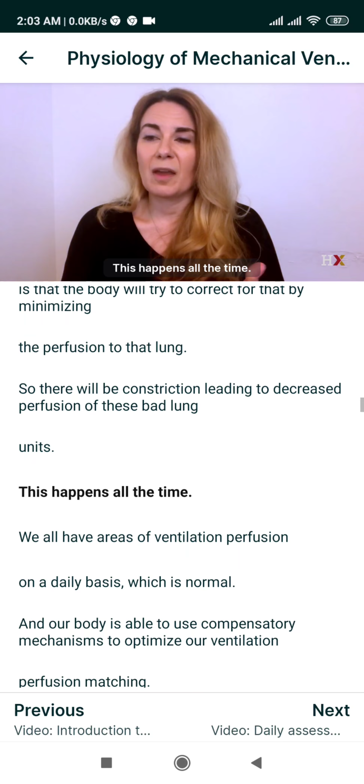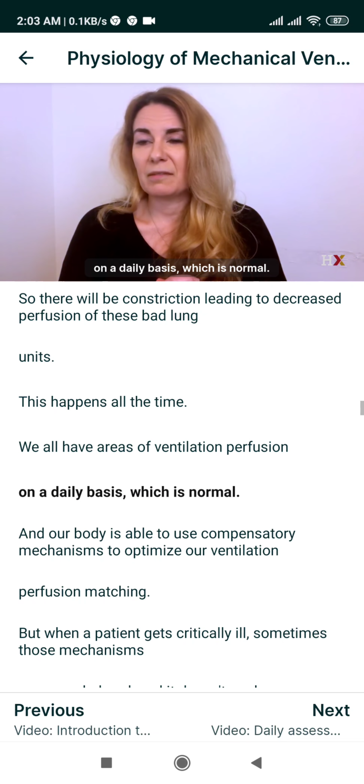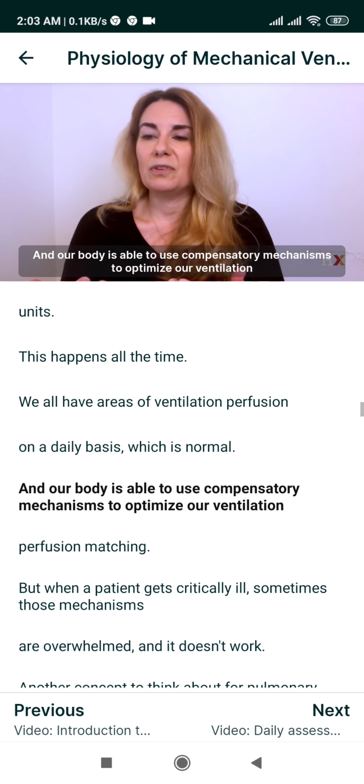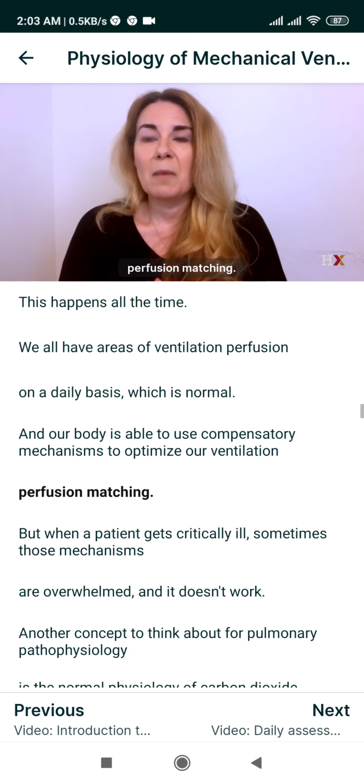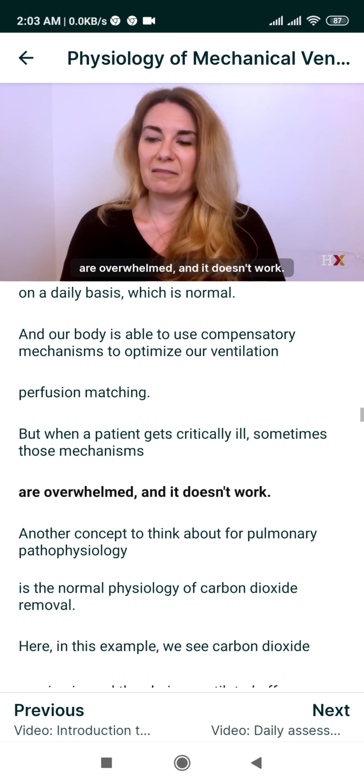This happens all the time. We all have areas of ventilation perfusion mismatch on a daily basis, which is normal, and our body is able to use compensatory mechanisms to optimize our ventilation perfusion matching. But when a patient gets critically ill, sometimes those mechanisms are overwhelmed and it doesn't work.